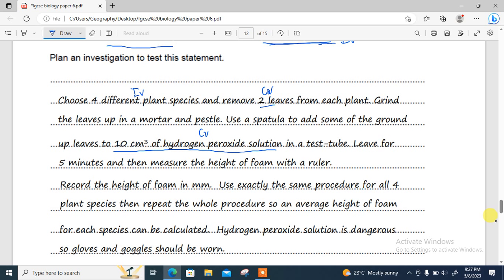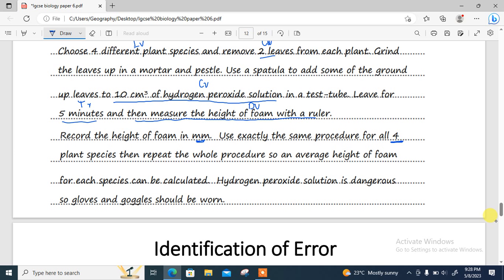Now leave it for 5 minutes, so that is the time taken for the experiment, and then measure the height of the foam with a ruler. So he's measuring the height of the foam with a ruler. That's his dependent variable. Now he said record the height of the foam in millimeters. He also explained how you should record it. Use exactly the same procedure for all 4 test tubes, so for all 4 different plants. Then repeat the whole experiment and take the average height. So repeat and take average height is his reliability.